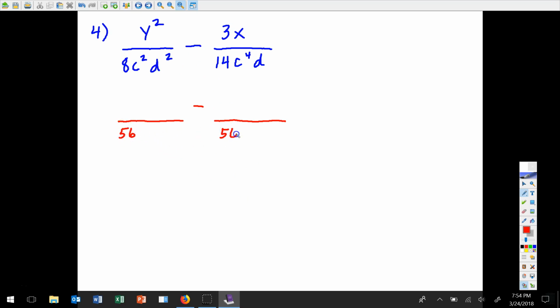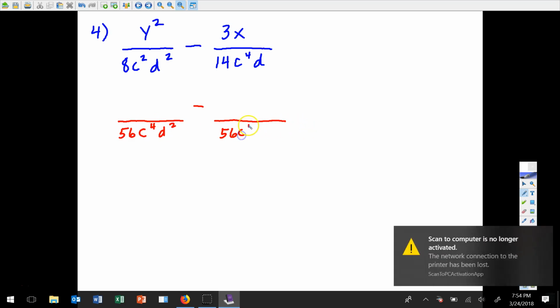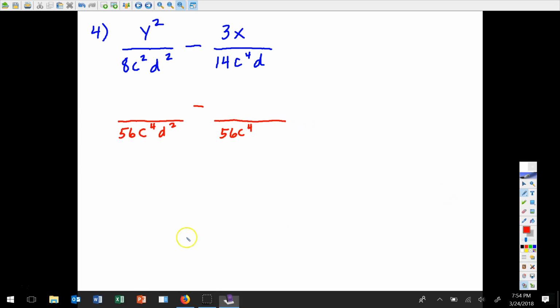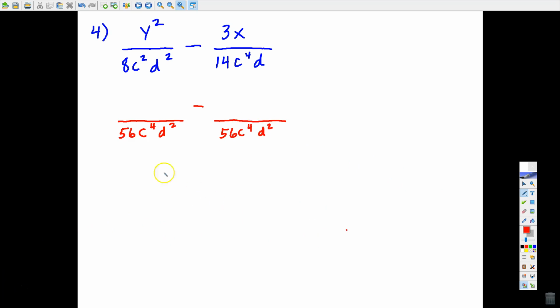So what I'm doing here is I'm writing the LCD twice because I'm going to divide each of these original denominators into the LCD. Okay, so another part of our LCD will be c to the 4th and d to the 2nd. Okay, so we have our LCD. We have the lowest expression that both of these original denominators will divide into. So that's what we're going to do.